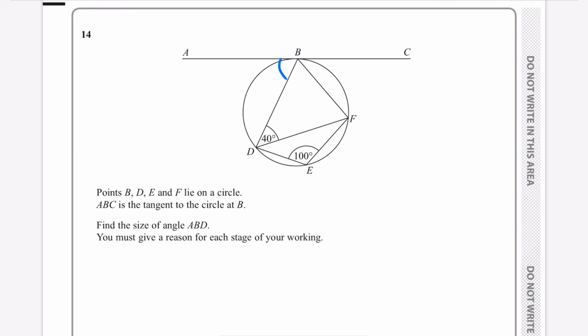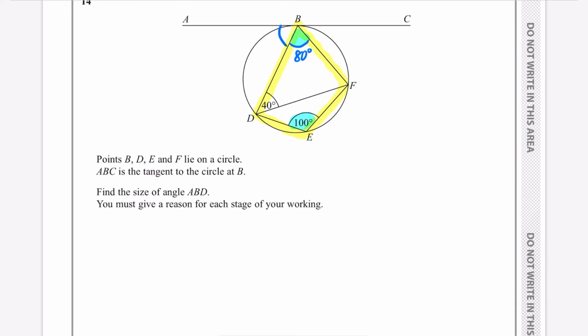So the first thing that I noticed from my circle theorems is that I have this shape, which is a cyclic quadrilateral. And hopefully you remember that opposite angles in a cyclic quadrilateral add to 180. So what I mean by the opposite angles is this angle and this angle must add up to 180, meaning that that one is 80 degrees.